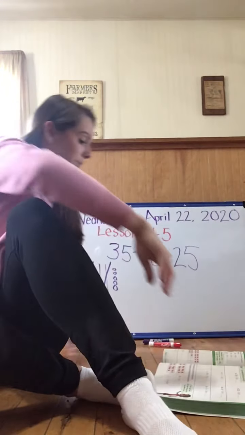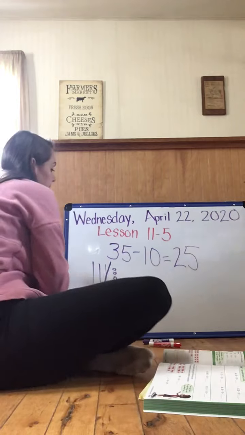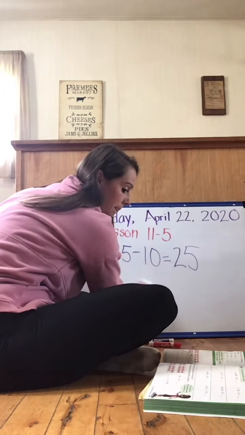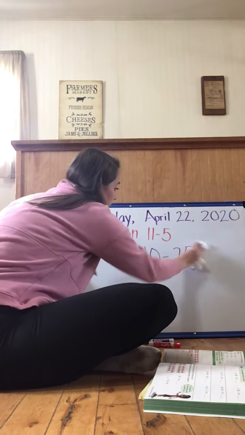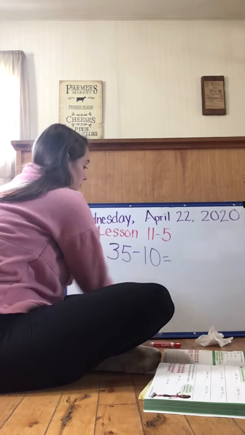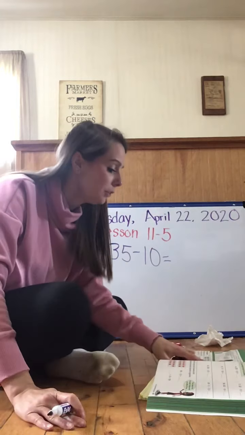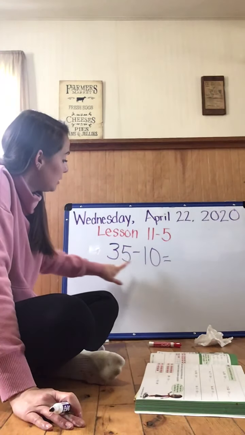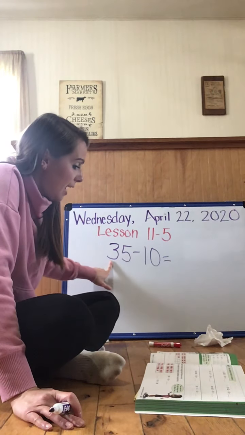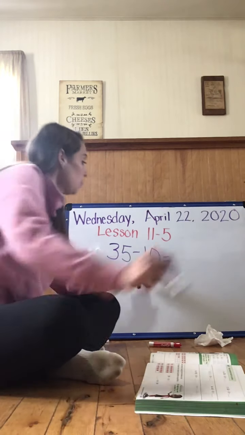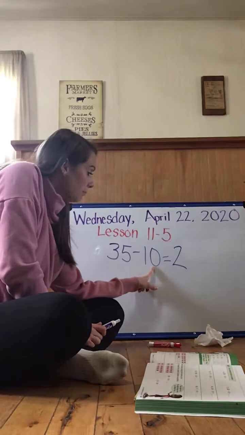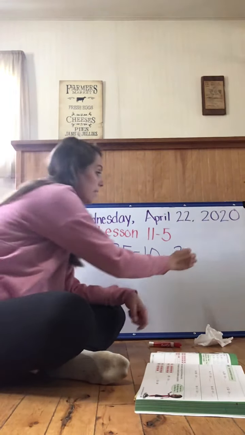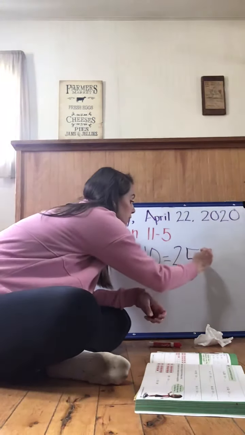Or you might be able to go like this. Let me write it up here. You might be able to say, I'm going to look at the 10s place, and I'm going to say, 3 minus 1 is 2, and 5 minus 0 is still 5. So my answer is 25.